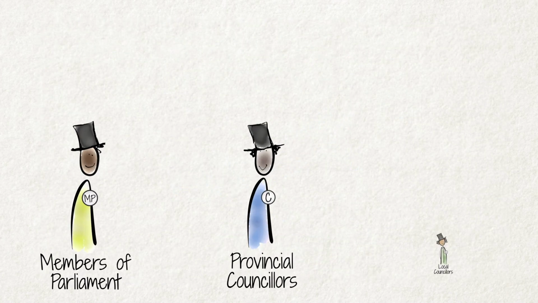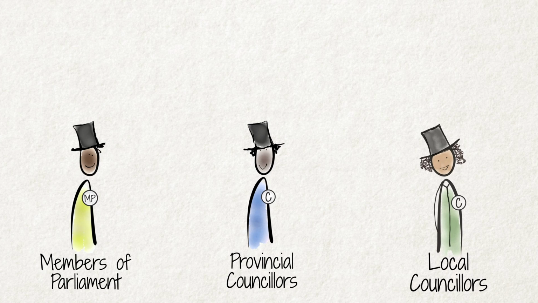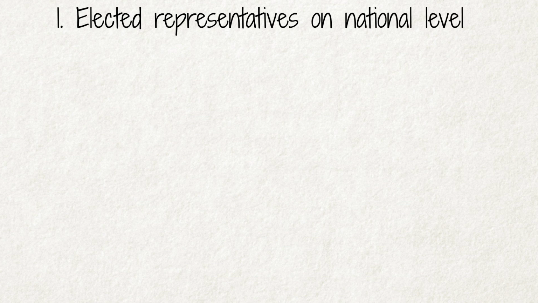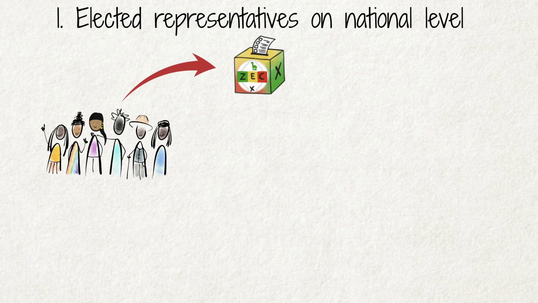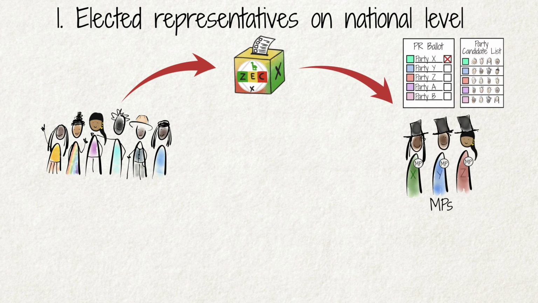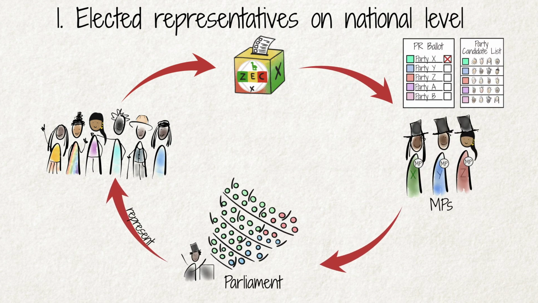Zimbabwe has three types of elected representatives. 1. Elected representatives on national level. In a democracy, voters elect members of parliament, also called MPs, to represent their interests on national level. MPs provide a crucial link between government and the people. Because MPs are elected representatives, they must act in the public interest.